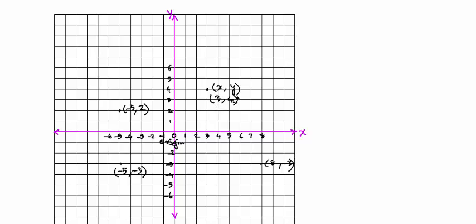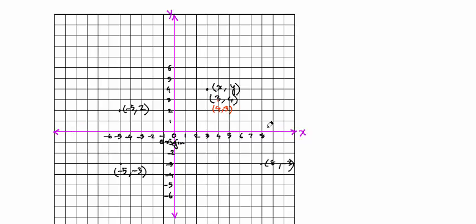Note that (3, 4) is different from (4, 3), which would be this point. So this point would be (4, 3). The order in which you write the numbers matters, and that's why we call them ordered pairs.